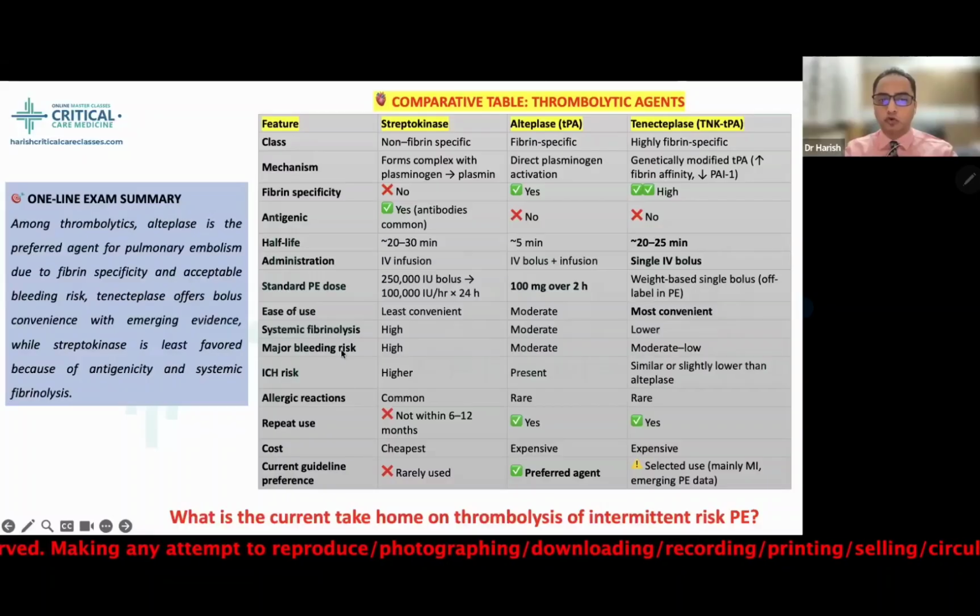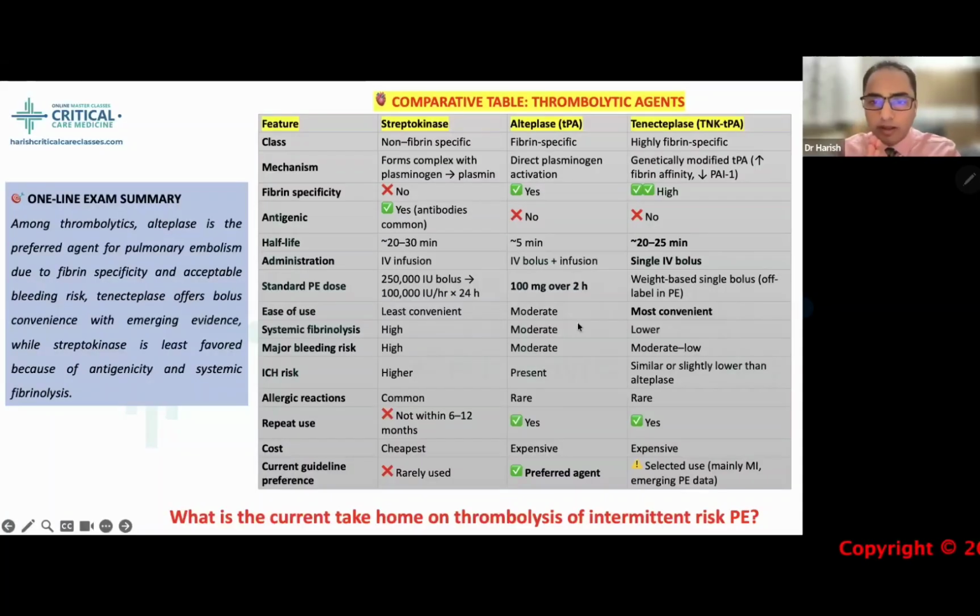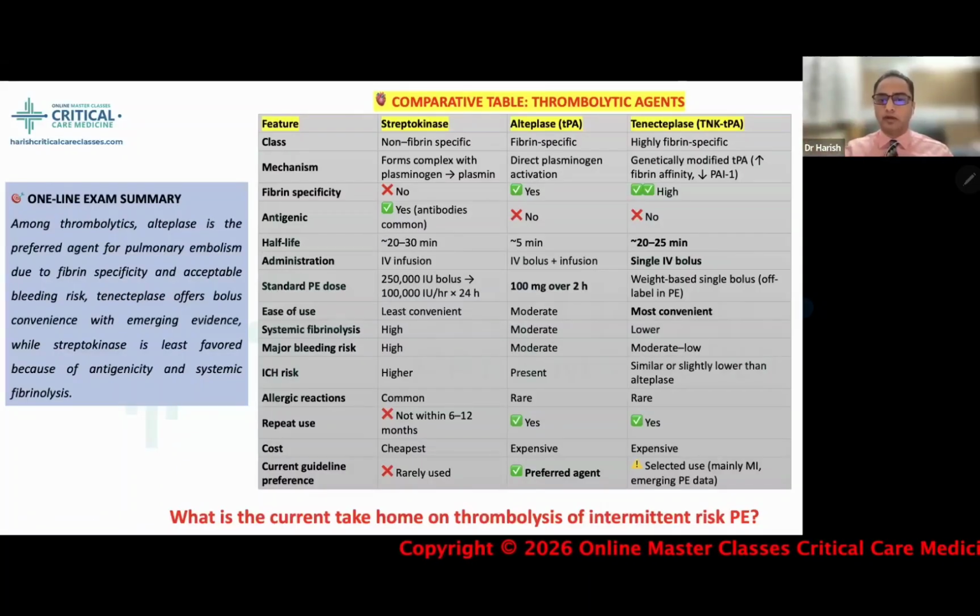Okay. You just go through this table, which gives the dose. If you see, a single dose is used with tenecteplase. That is a weight-based single dose, but it is an off-label usage in pulmonary embolism. Alteplase 100 milligram over 2 hours we give. Initially maybe 20 milligram you can give as a rapid push, and the remaining 80 to 90 milligram you can give over 2 hours. But if the patient is having a massive cardiac arrest, you can push maybe a 50 milligram bolus, and another 50 milligram you can give later, in the remaining 1 hour. Okay.